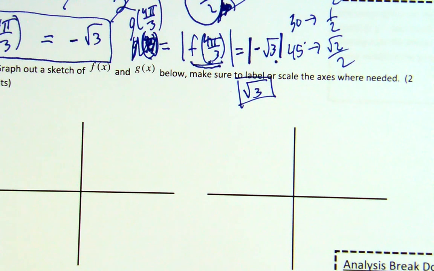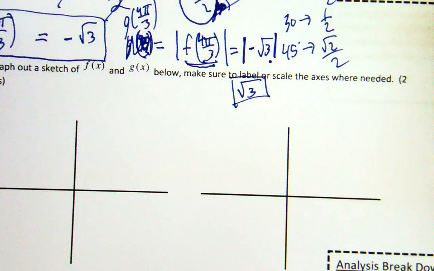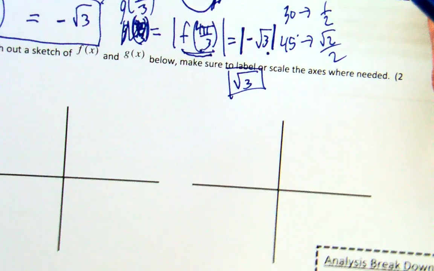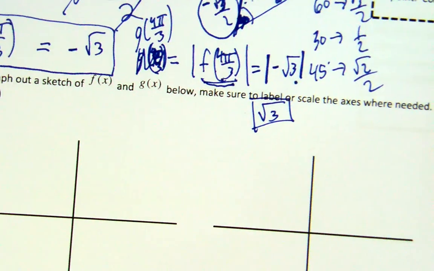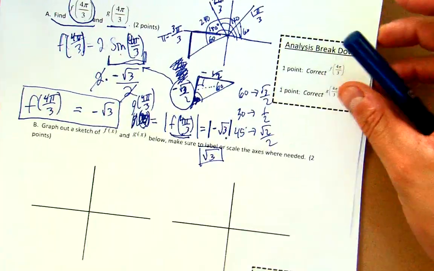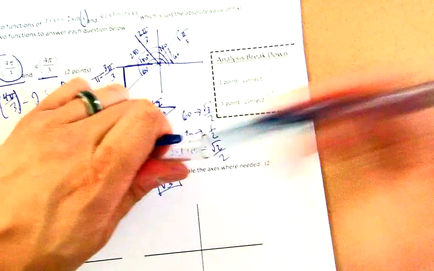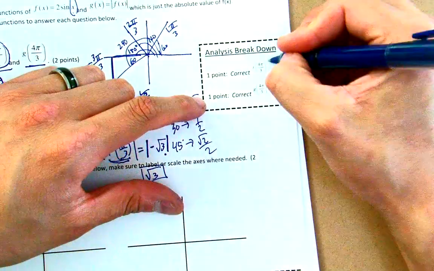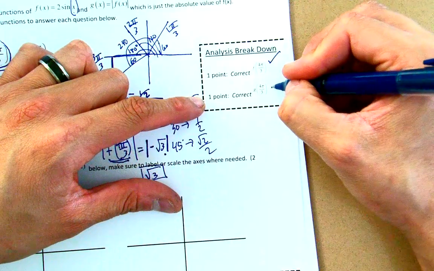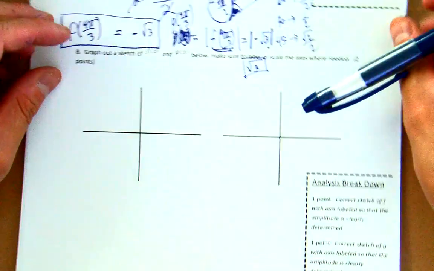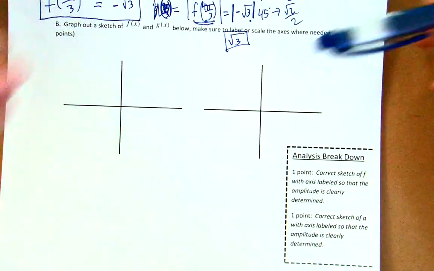People tend to make mistakes or get points off because they just plug it in the calculator and they get 1.732. They round off. You want to leave it at square root of 3. And if you notice here, I'm going to zoom out. I even have a scoring guide for you. It says here, you get 1 point for this part here, 1 point for f of 4 pi over 3, and 1 point for g of 4 pi over 3. Okay? Alright, so now we're going to do part B.